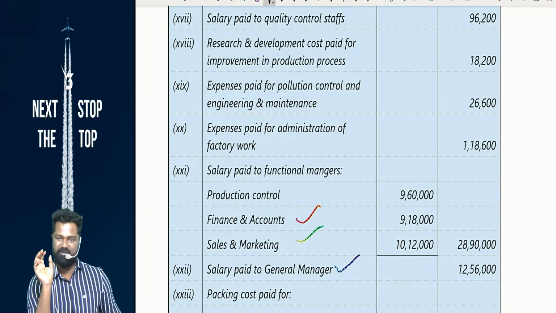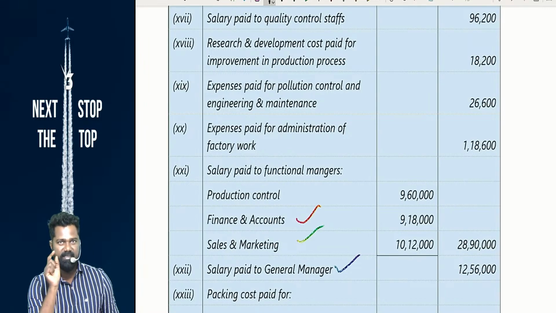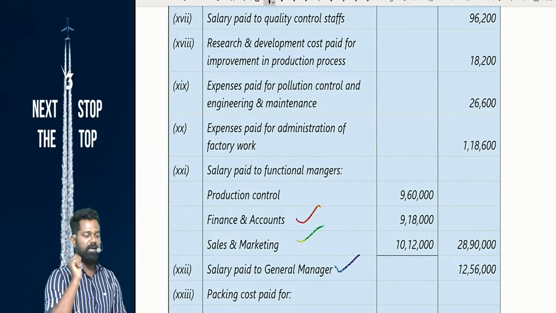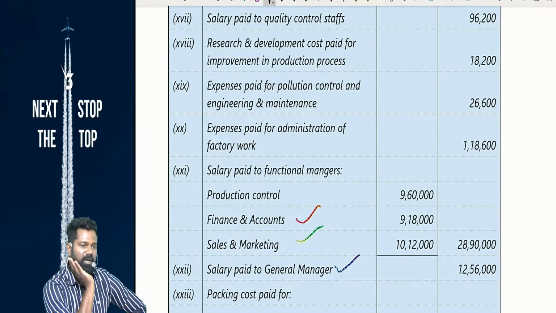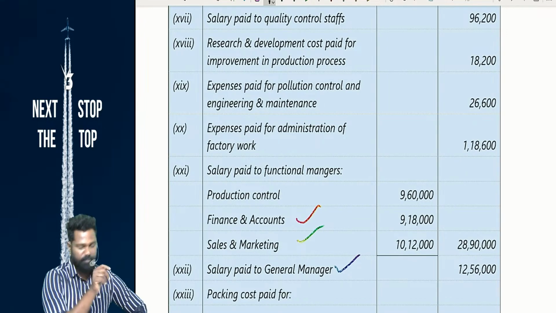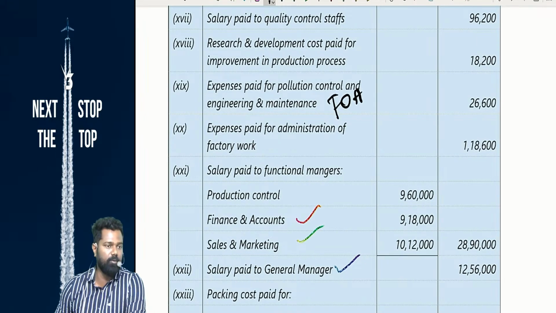तुम लोग फैक्ट्री पर्सपेक्टिव्स में नहीं देख रहे हो. तुम लोग क्या करना है, whenever any item comes, you just think whether this item comes under factory or administration or selling and distribution. So three items are there. Now tell me, pollution control and engineering. पोल्यूशन फैक्ट्री में होगा. So that is an indirect expense, correct? So factory overhead में आएगा. So don't be confused. चलो, tell me this item where it will come? Factory overheads.